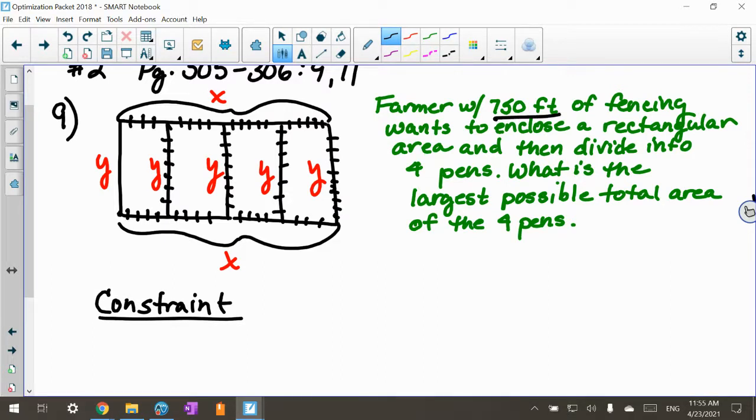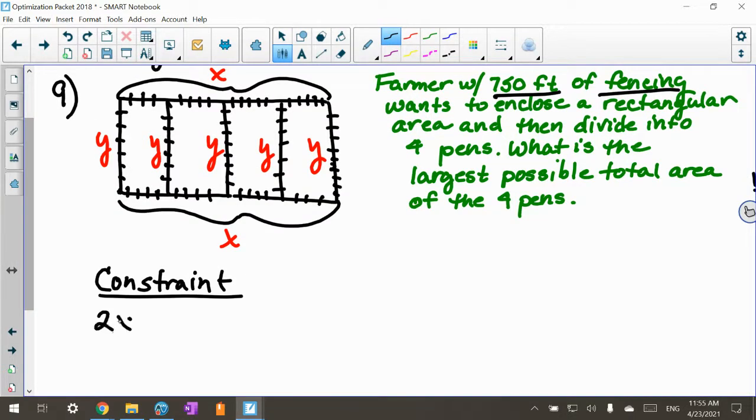Well, 700 feet of fencing, if I look all the way around here, I forgot this side, is basically the perimeter of that rectangle plus all the fencing in between. Because I labeled it with X's and Y's, you could use L's and W's, A's and B's, it doesn't really matter, I know that 2 X's plus 1, 2, 3, 4, 5 of the Y's has to equal 750. So my constraint basically is the fencing. I have to have 700 feet of fencing, okay?